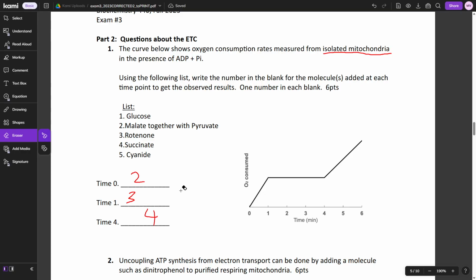So succinate goes to which complex in the electron transport chain? 2. Complex 2 is succinate dehydrogenase. It's the same enzyme as in the citric acid cycle, right? So that's something else you should know: succinate dehydrogenase from the citric acid cycle is actually membrane bound. It is bound to the mitochondrial membrane, right?